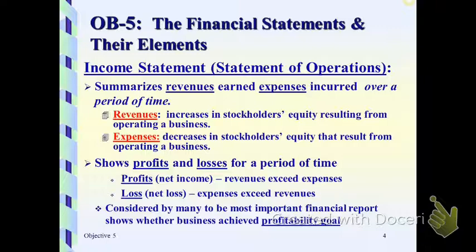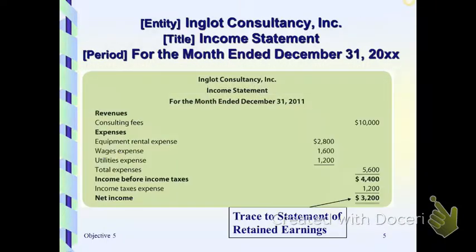Let's look at a snapshot of an income statement. Here we see the income statement of Inglot Consultancy. As you can see in the heading, Inglot Consultancy is at the top, the name of the financial statement title is in the middle, and then the period for which it is reporting financial information is the third line of the heading. As you can see, the revenues are reported first, and then the expenses, and then income taxes, and then we see whether we've earned a profit or a loss.